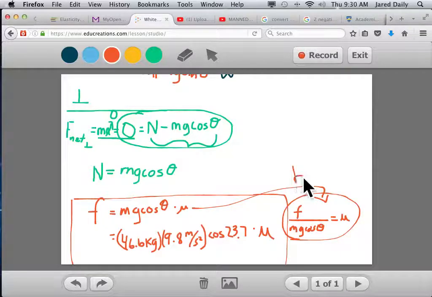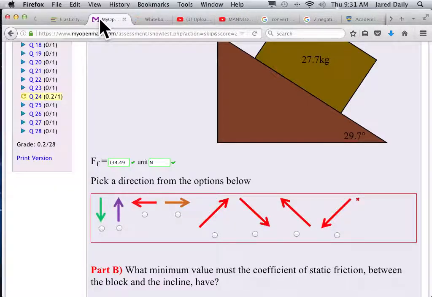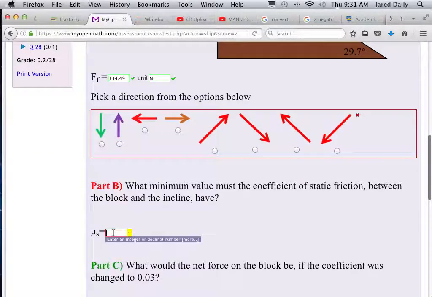So this is part B, so let's see if we get that. What was my number? 134.4 divided by m, which is 27.7. Divided by 27.7. And then I have to divide by g too. Divide by 9.8 meters per second squared. Then I have to divide by the cosine of 29.7. And then I get an answer of 0.570 for my static coefficient of friction.